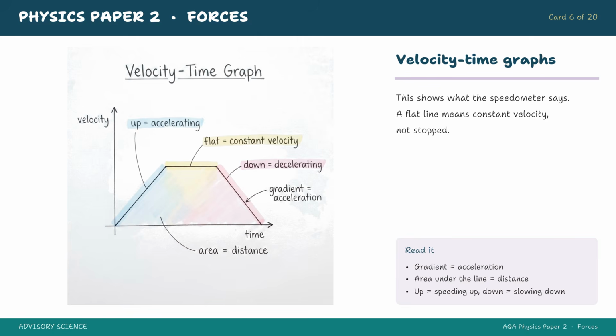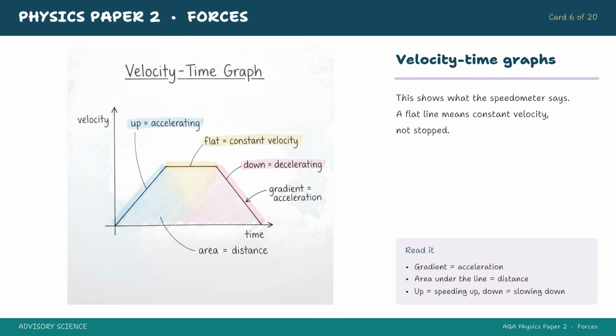In the exam, if they ask you to find the total distance on a velocity time graph, don't look at the lines. Look at the empty space under the lines. Split that space into simple math shapes like triangles and rectangles and work out the area of each and add them together. That gives you the total distance every single time.